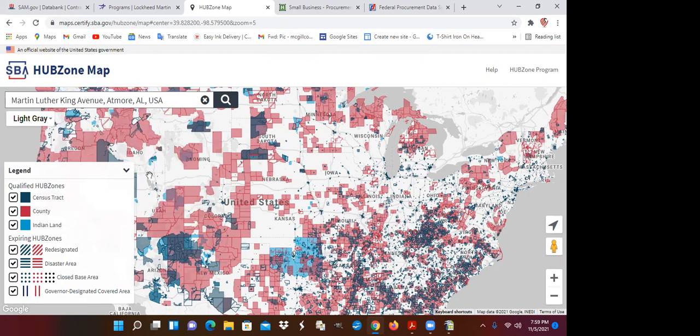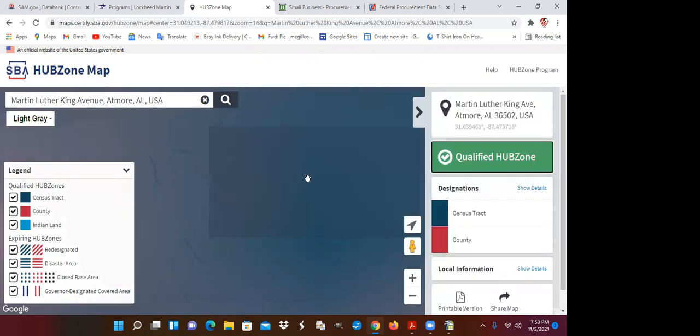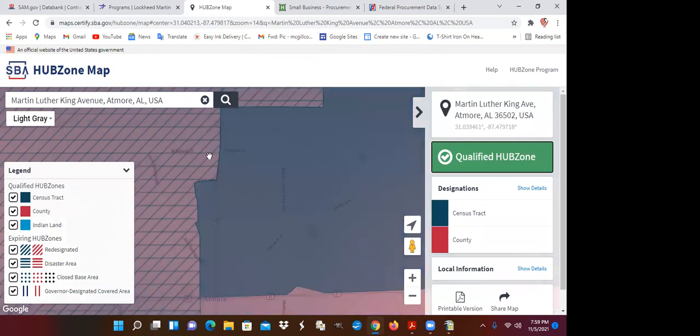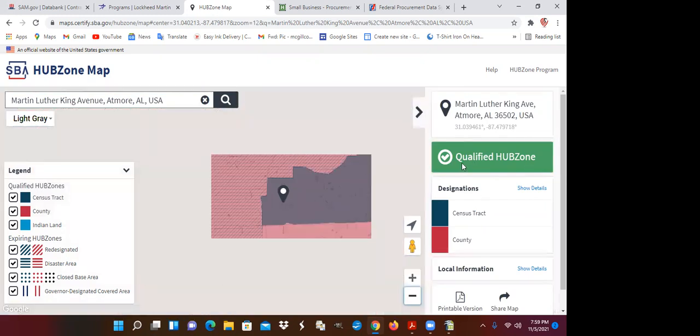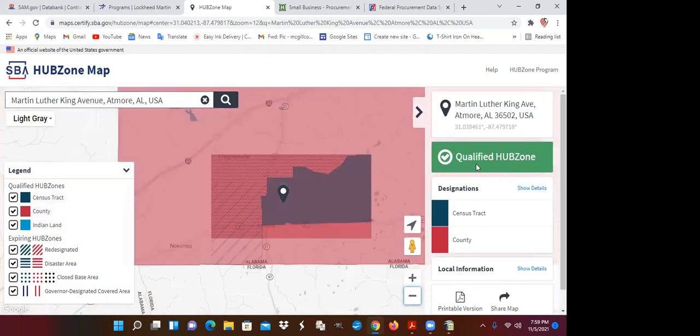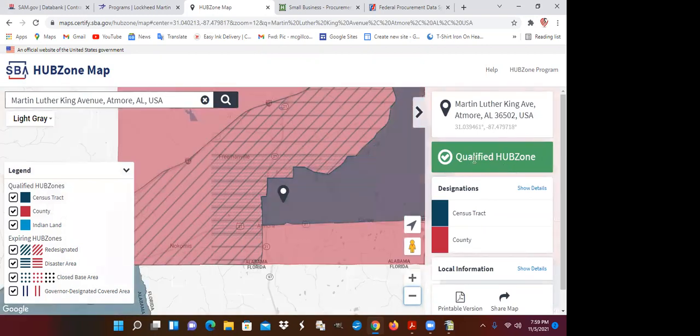Let me do this with my own address and see. Evidently, this whole area where I'm from is in a HUBZone area. You see where it says right here, qualified HUBZone? That's how you determine whether or not you're in a HUBZone. A lot of people don't know if they're in a HUBZone or not, but it'll come up right here saying qualified HUBZone.